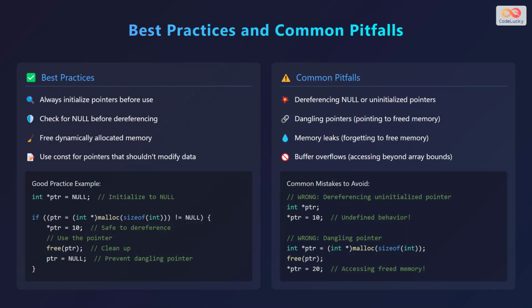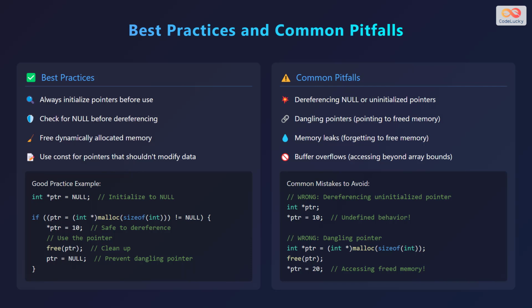To use pointers effectively and safely, it's important to follow best practices and avoid common pitfalls. Let's begin with the best practices. Always initialize pointers before using them. If you don't have a valid address to assign, initialize them to null. Always check if a pointer is null before dereferencing it to avoid segmentation faults.